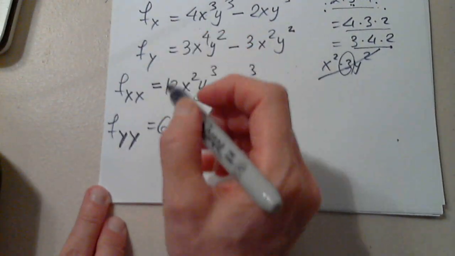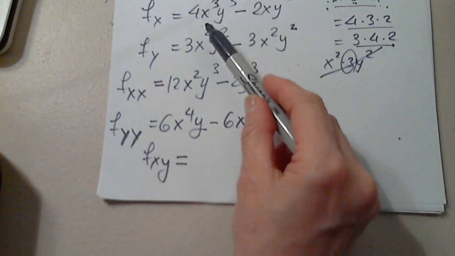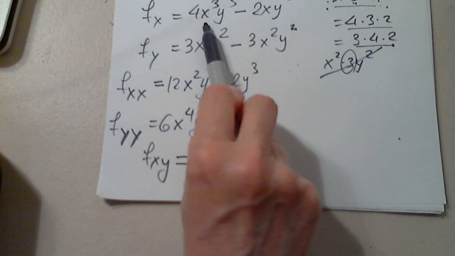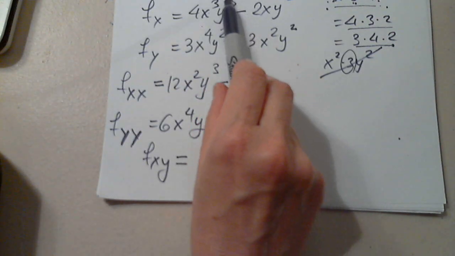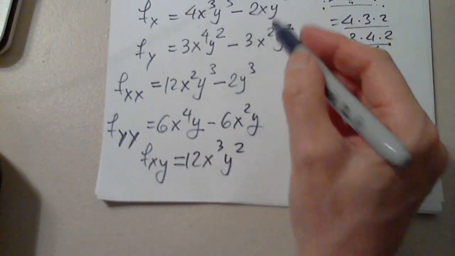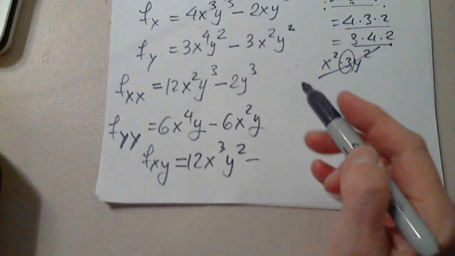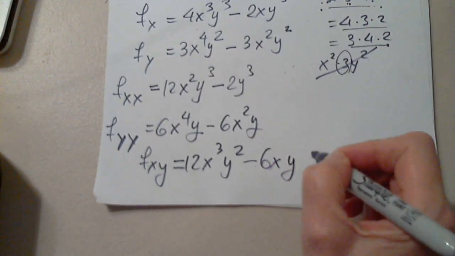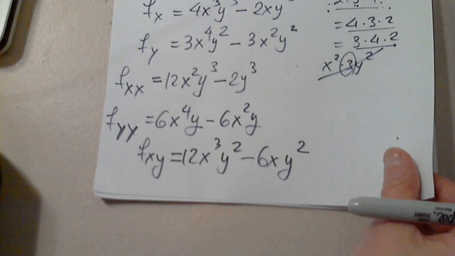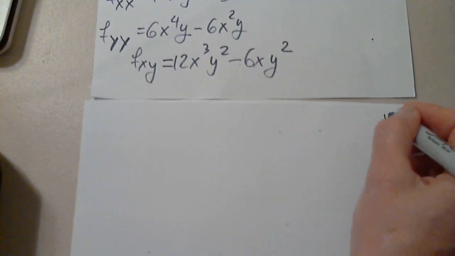Back to fx, because we want fxy, now with respect to y. We differentiate this with respect to y. Would it be 12x to the third? Yes. y to the second? Yes. Minus, with respect to y, 6x y to the second. That's it. We have one more. Last one. fyx.